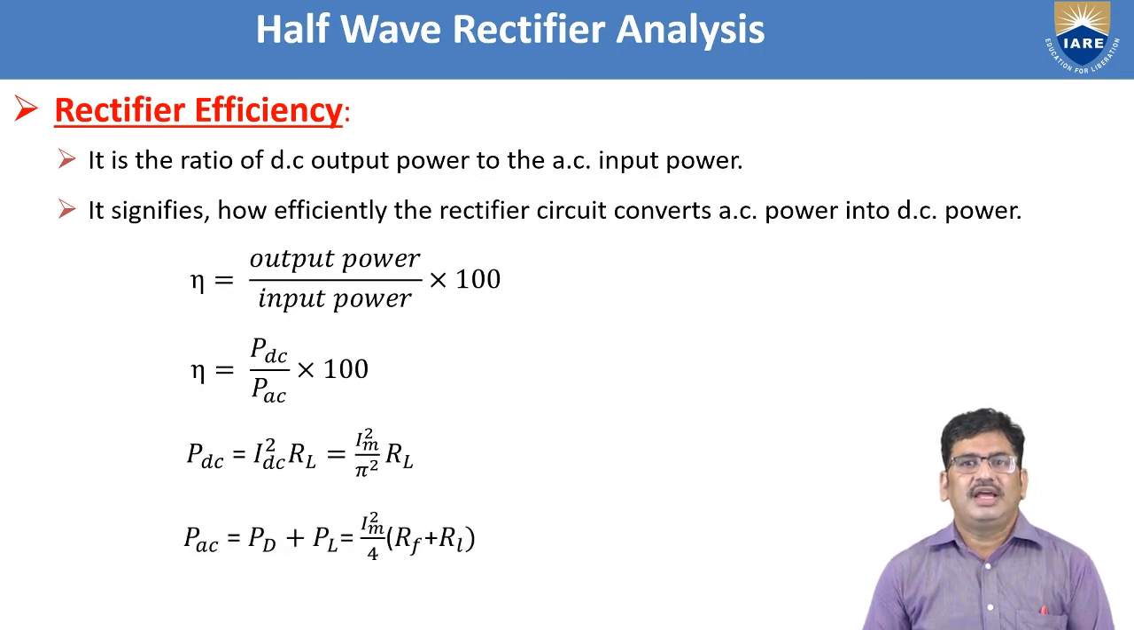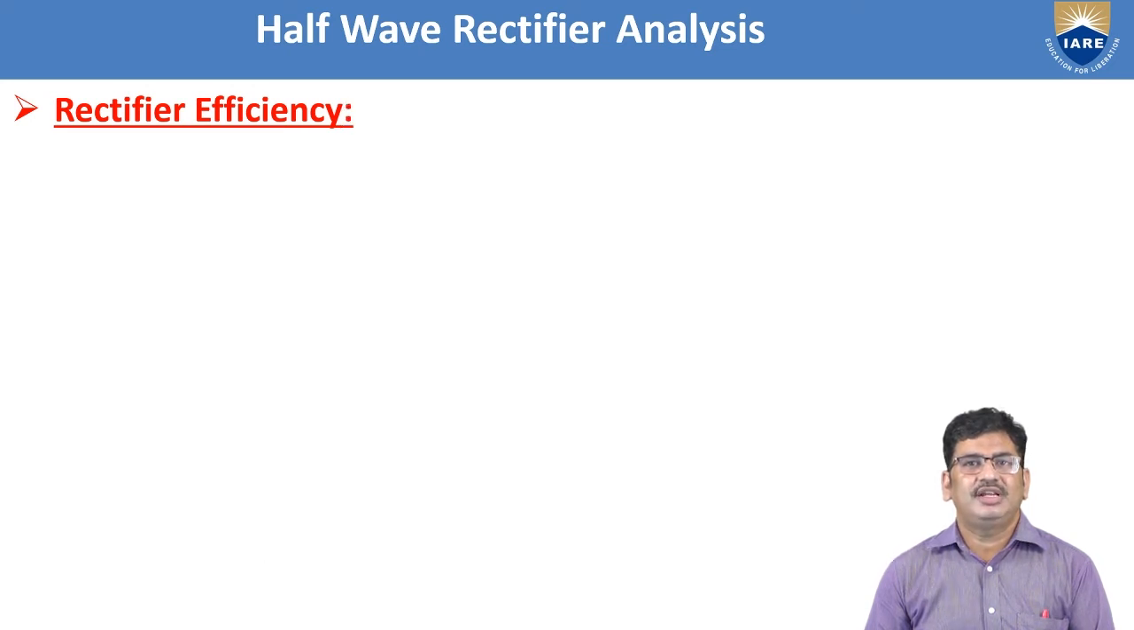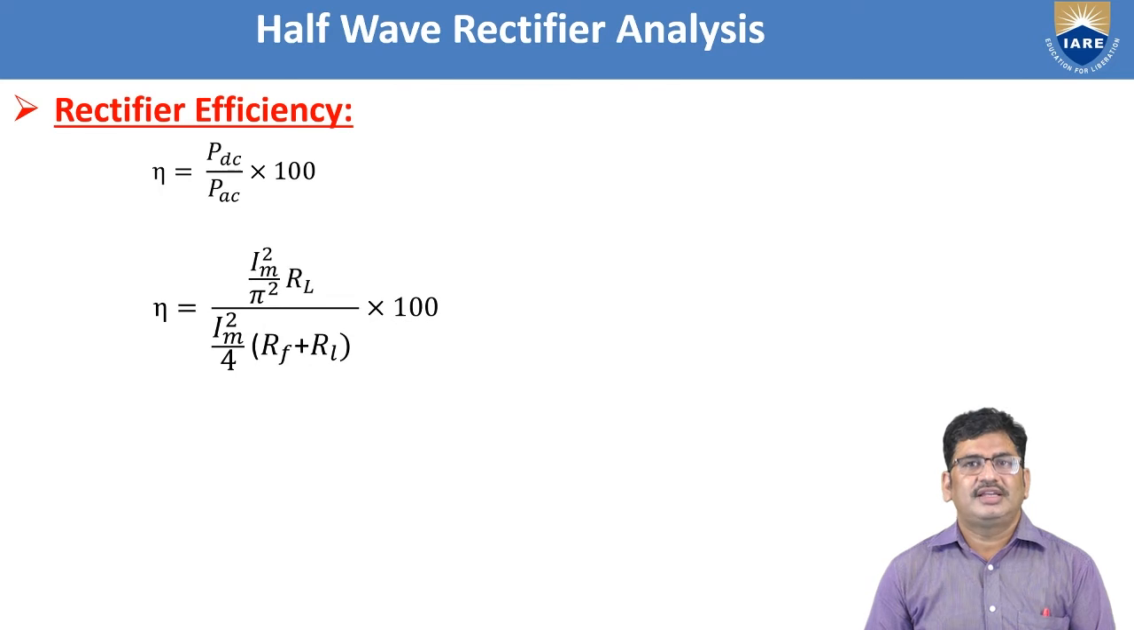Whereas PAC is given as IRMS square into RF plus RL, because the AC component is circulating across the diode as well as the load resistance. So the PAC is given as IM square by 4 into RF plus RL. Substituting the PDC component and PAC component in the rectifier efficiency expression, the efficiency we can write as IM square by pi square into RL divided by IM square by 4 into RF plus RL into 100.